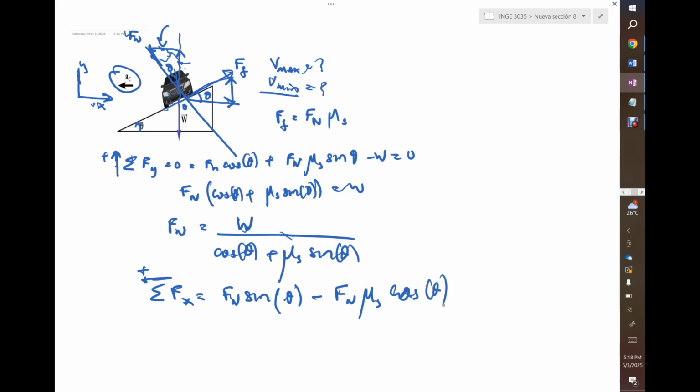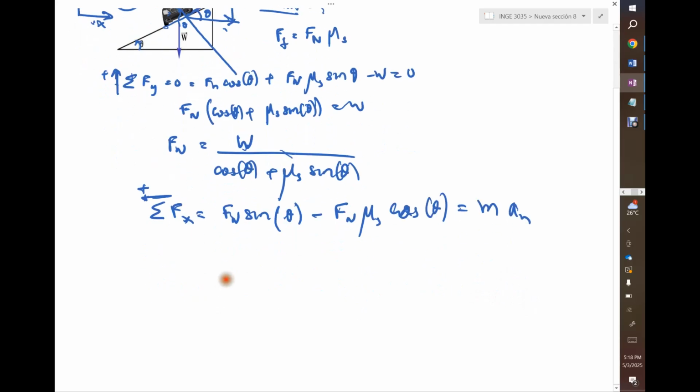Any other force involved here? Let's see. On x, all we have is the Fn on this one, and this guy here, which has to do with the friction. So that has to be equal to the mass times the normal acceleration of the car, or the centripetal acceleration, an. Typically that's what we call it.